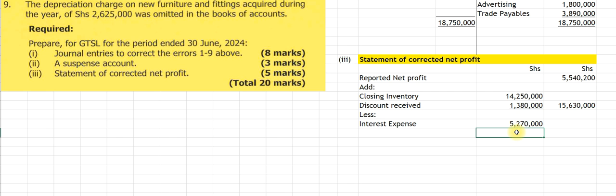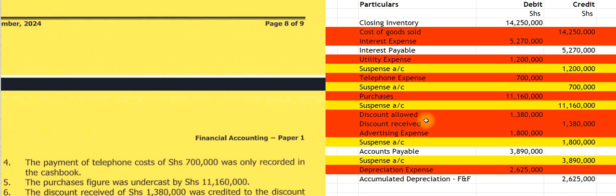Why am I deducting the interest expense? The reason is because when you look at that interest expense, there was an outstanding interest that was not accounted before, and we know that that is an expense that will reduce profits. It's just a matter of reducing your profits by the amount of interest outstanding. So that is interest expense.